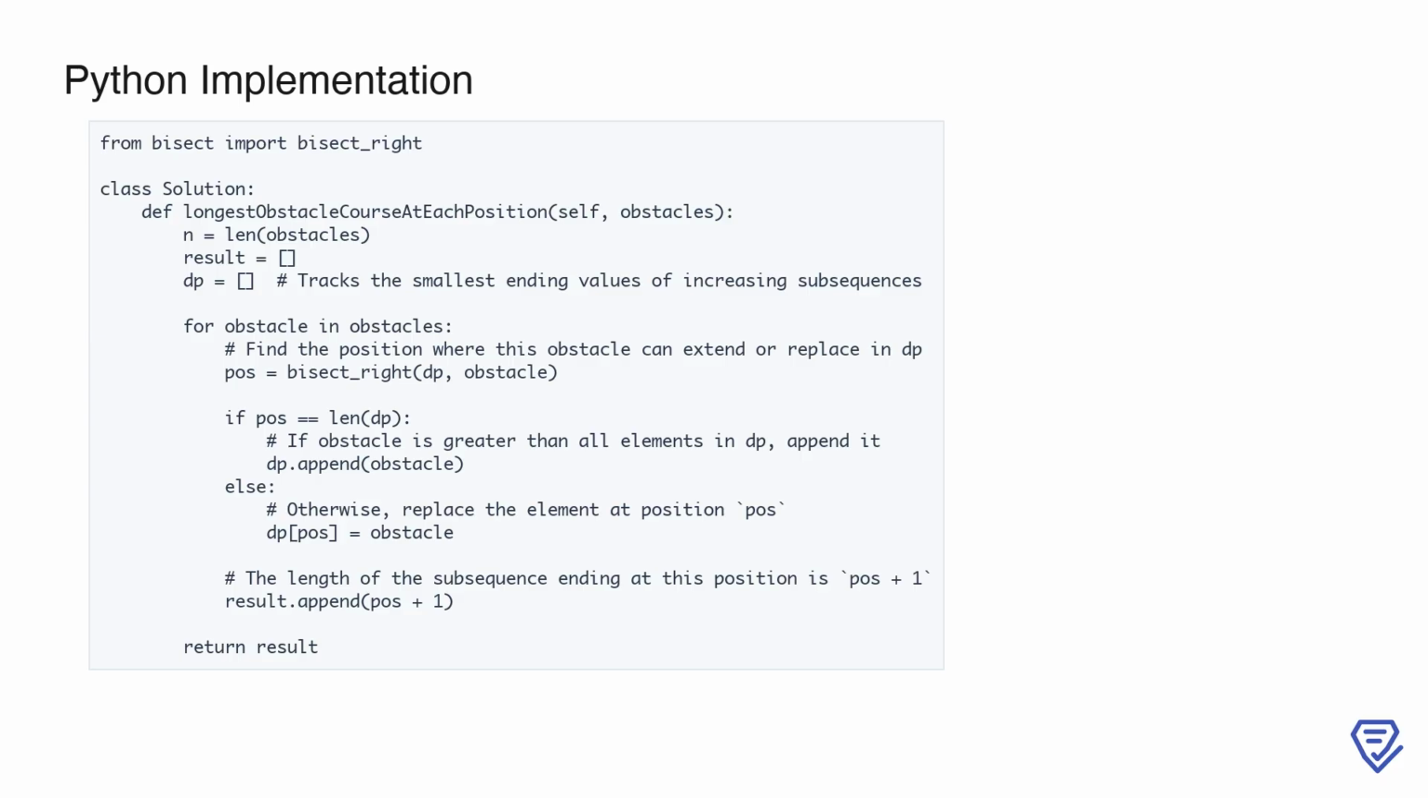Time complexity. The algorithm runs in O(n log n) because for each obstacle, the binary search, bisect_right, operates in O(log n). Space complexity, O(n), for the dp list. This implementation is efficient and handles edge cases such as non-increasing or non-decreasing sequences seamlessly. It guarantees correctness by maintaining the smallest possible values in dp, enabling binary search to work effectively at every step.